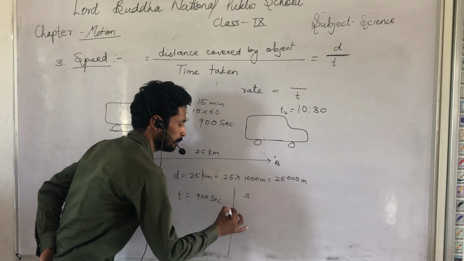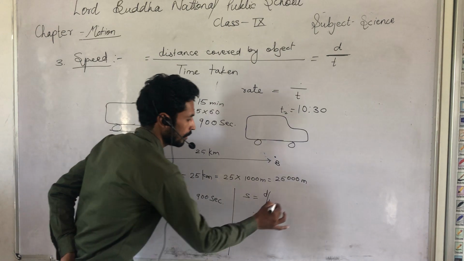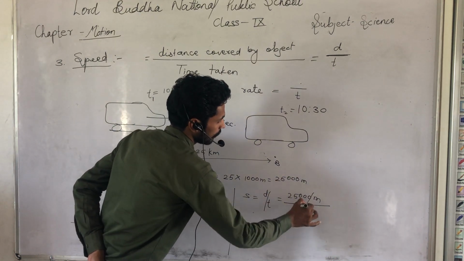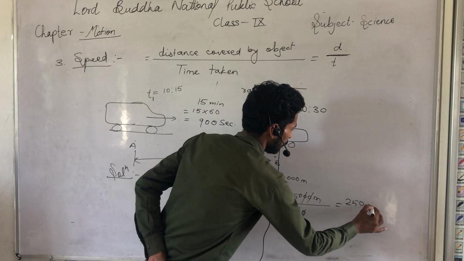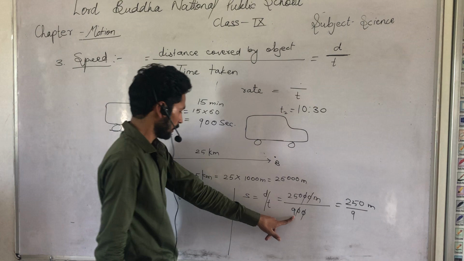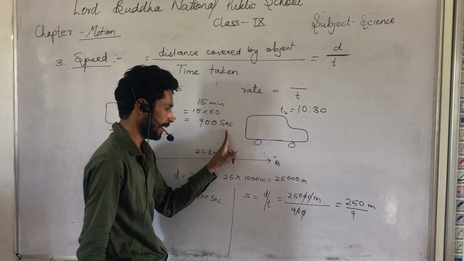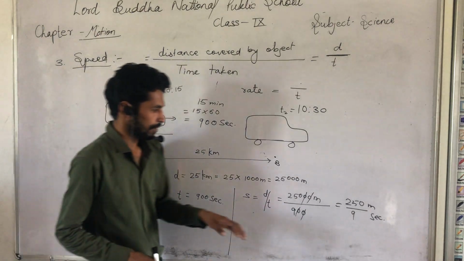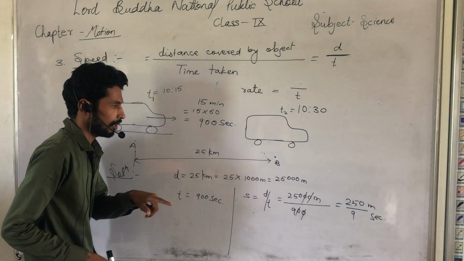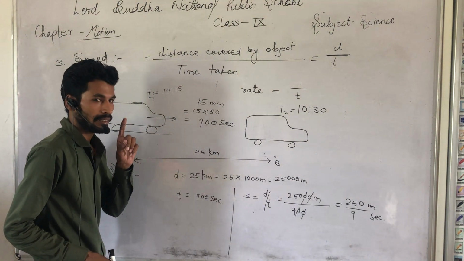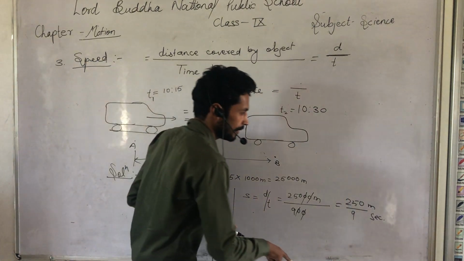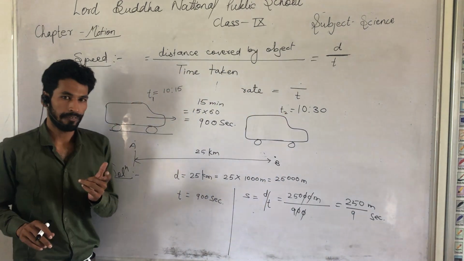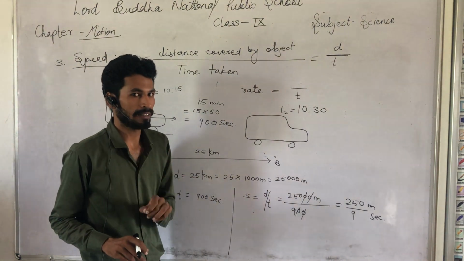Now calculate the speed. S is equal to distance per unit time, that is equal to 25,000 meters upon T equals 900, which is equal to 250 meters upon 9. The unit of time is second, so write second here. That is your answer. In the previous question we got the answer in the form of meters per minute, but in this case the answer is in the form of meters per second. Also, in another question we can find the answer in the form of kilometers per hour.